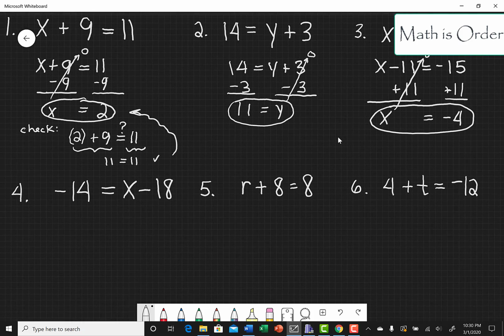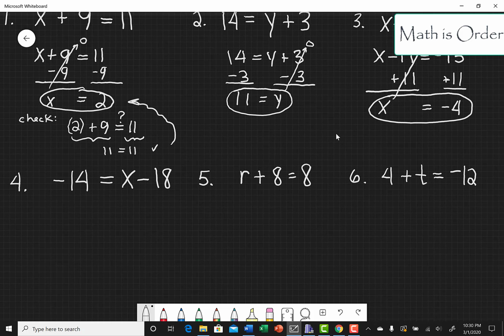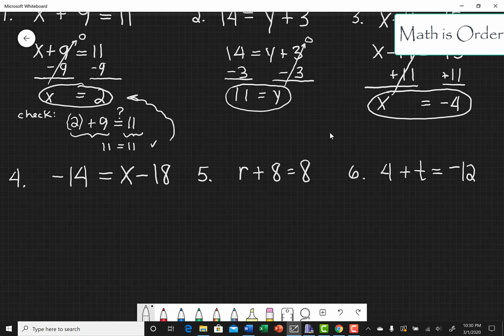All right, let's do some more. It really takes so much practice to get familiarity with how to solve an equation. It's really not that easy. You really have to practice a lot. All right, so let's do this number 4. We're going to do it in a similar way this time. We want to get x by itself.